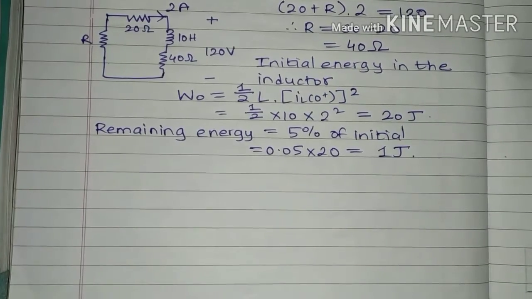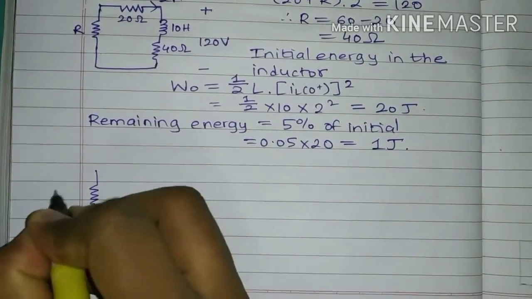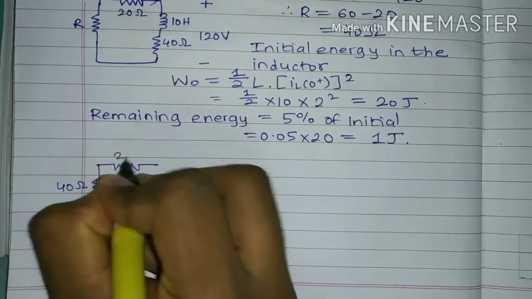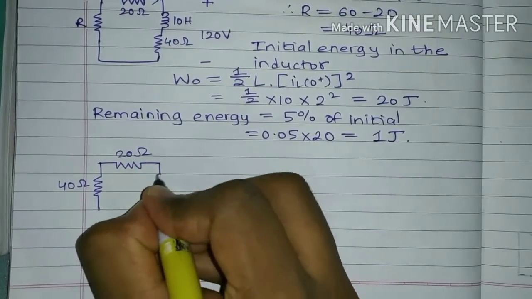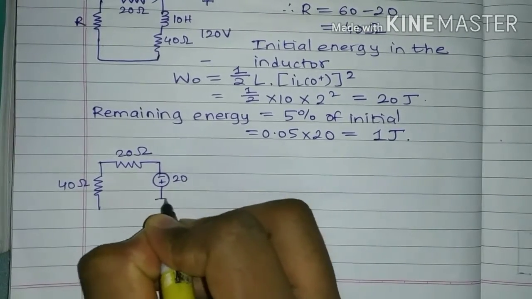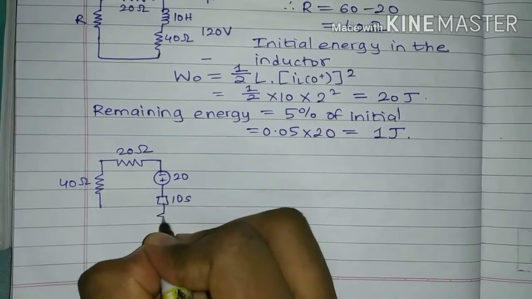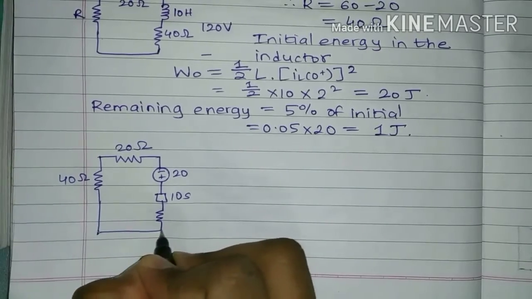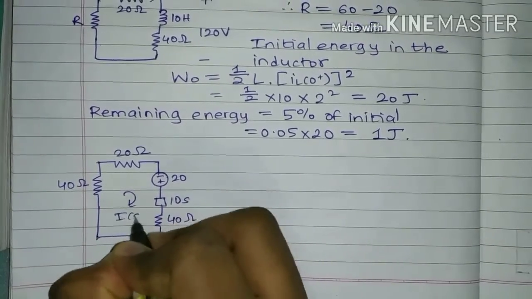Now let's draw the Laplace circuit for t greater than 0. So it will consist of the resistor R, which is equal to 40 ohms, 20 ohm resistor, a voltage source of magnitude L into IL of 0 plus, which is equal to 20 volts, and the inductor, which is 10s, and the resistor 40 ohm. Let the current be I of s.